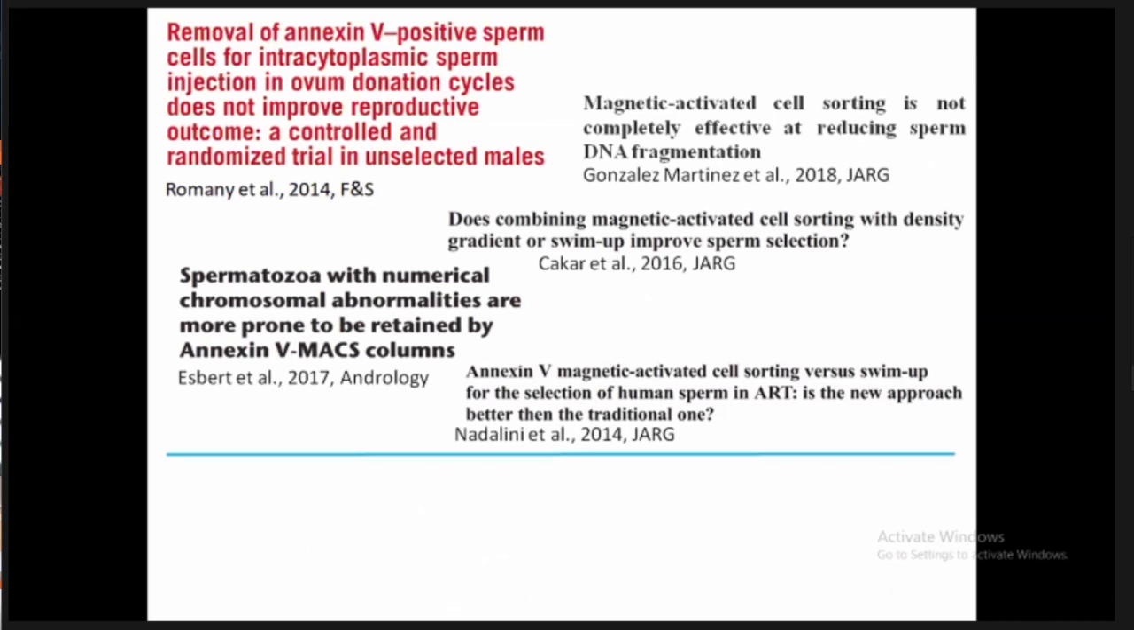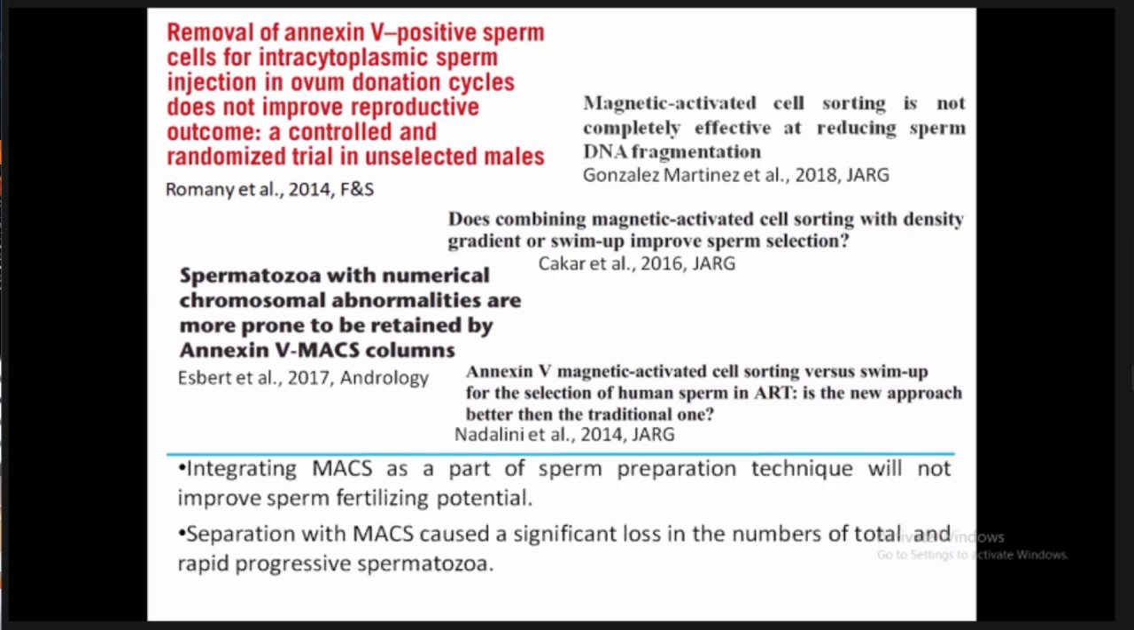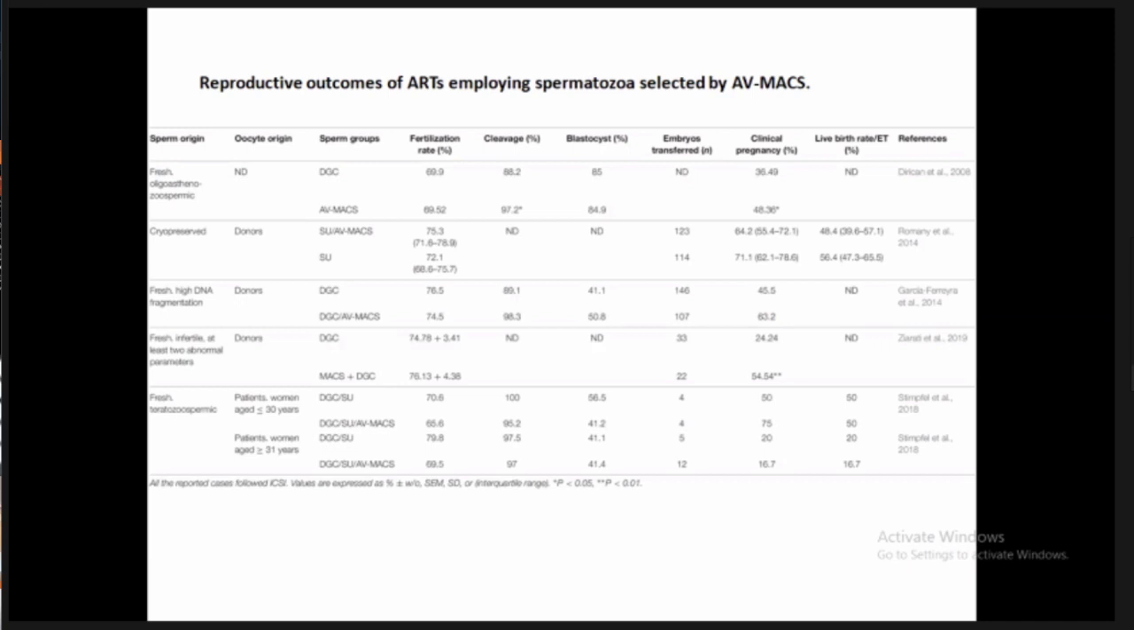I put a few papers here where they compared MACS with conventional sperm preparation methods, and what they show is that MACS is not very superior and doesn't show any big differences in outcomes. There is also a loss of a significant number of total rapid progressive spermatozoa subjected to MACS, so ultimately there is no benefit according to these studies. I also put a few studies comparing reproductive outcomes of spermatozoa selected by MACS with conventional sperm preparation methods. They found no big difference in fertilization rate, cleavage rate, and clinical pregnancy rate.